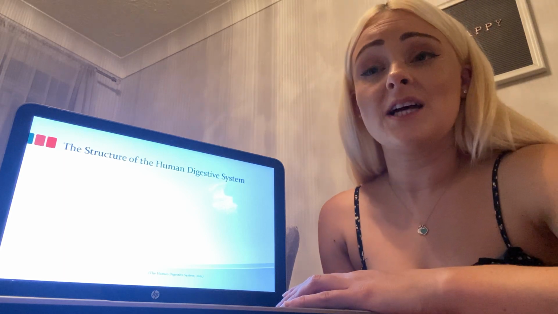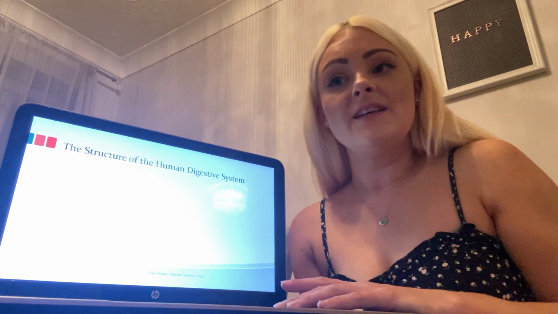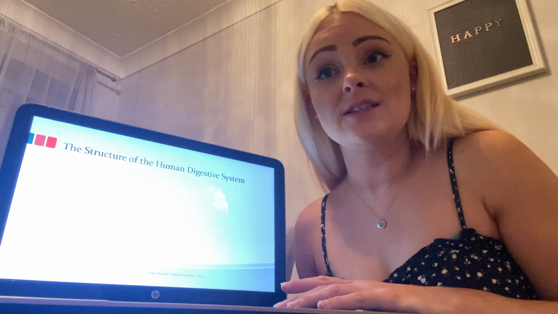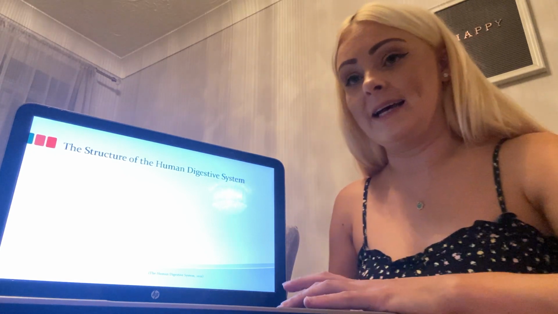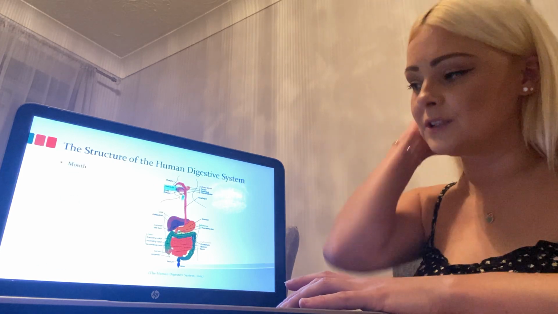Our system has a digestive tract, which is a continuous tube with two openings. This starts from the mouth and ends at the anus and can also be referred to as the alimentary canal. Let's take a look at the structure and the functions of the digestive system more closely.